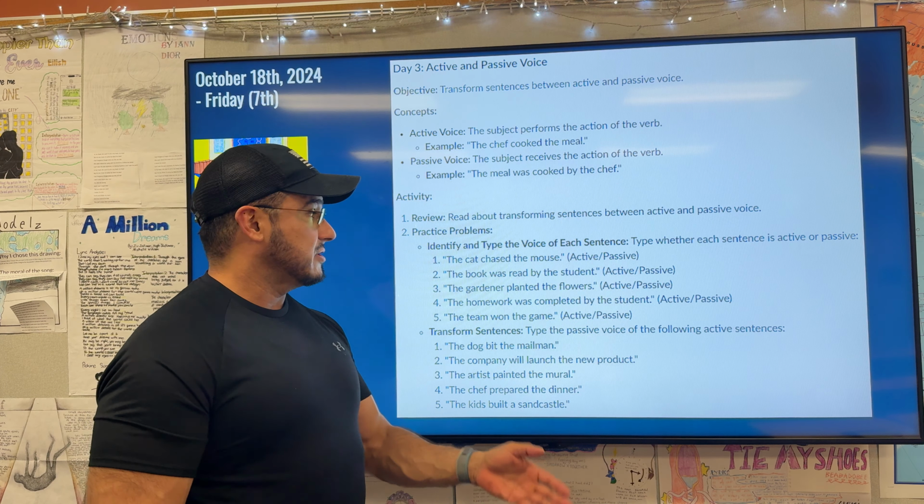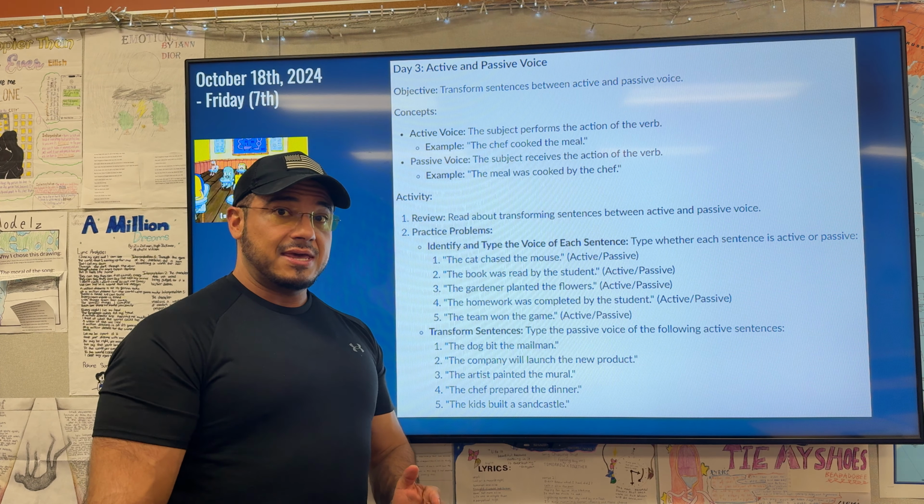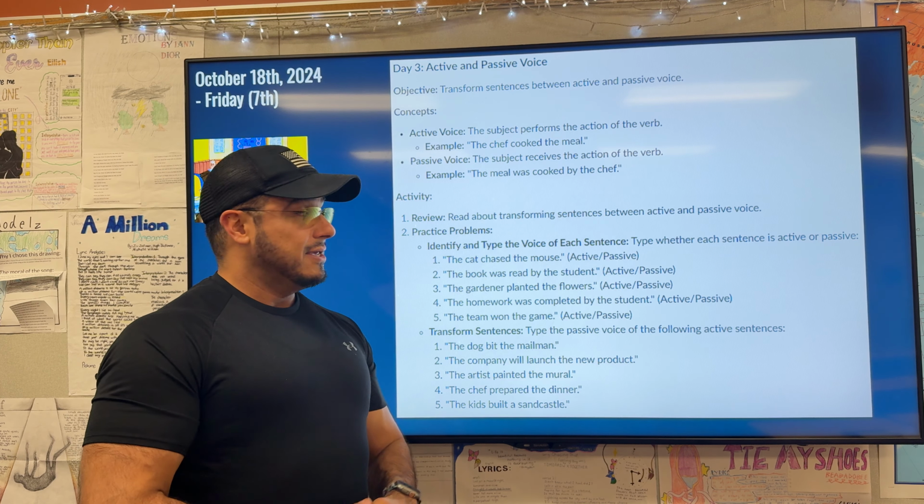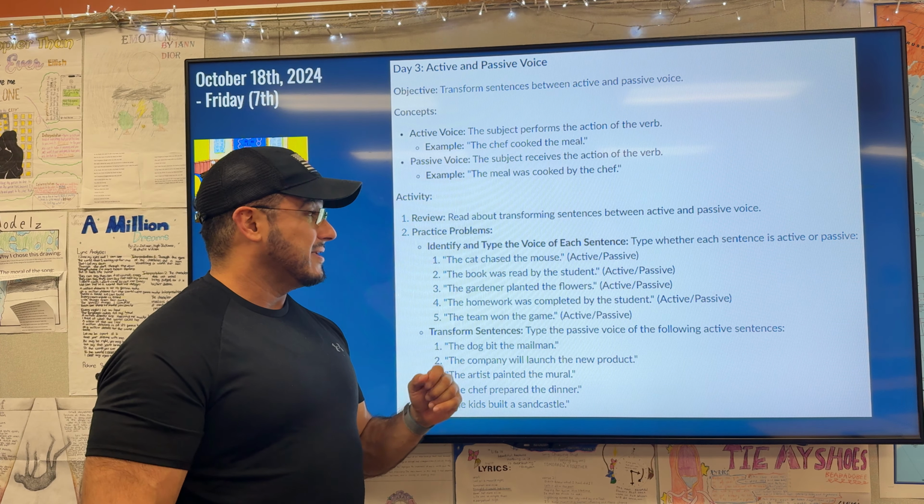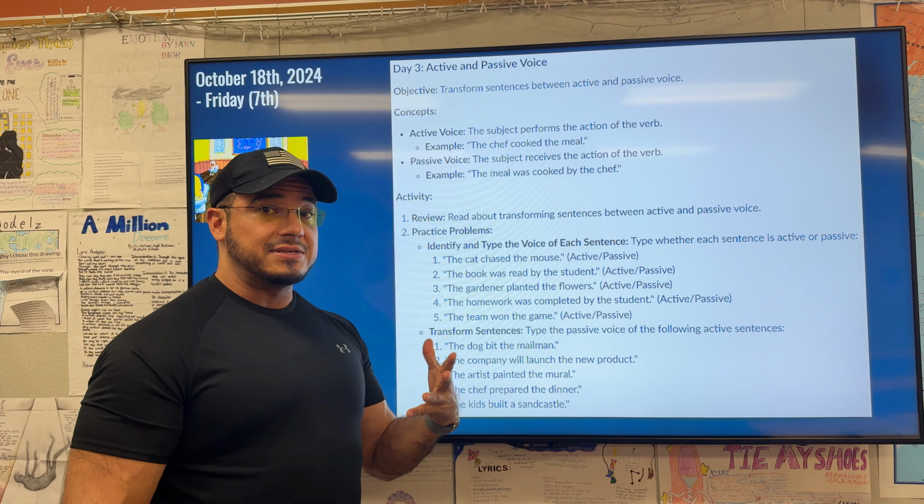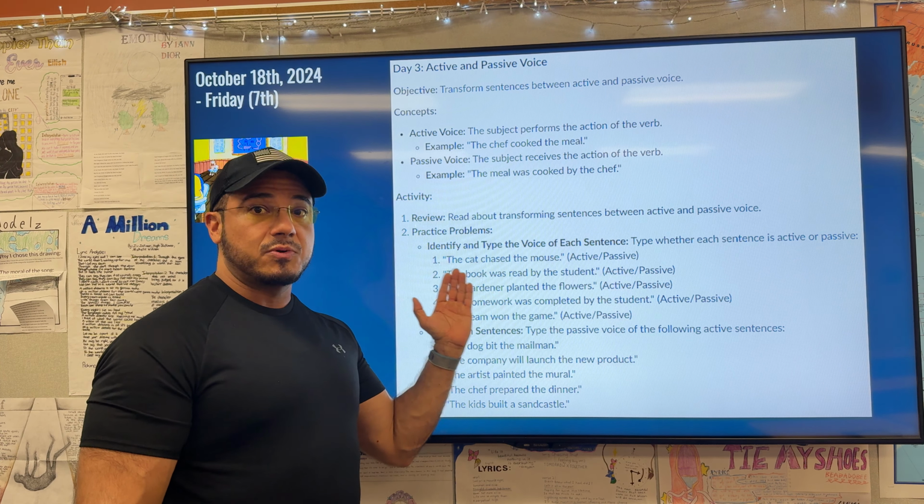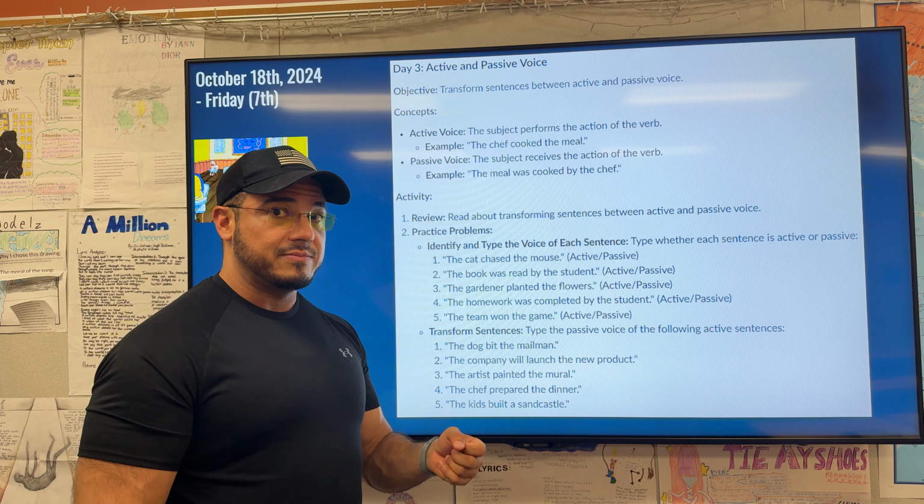Okay, looking at our subject, we have the cat. What did the cat do? It chased. What was the thing that was chased? What's the object? It would be the mouse. In this example, we can tell that the sentence is written in an active voice, as the subject is performing the action directly. It's chasing the mouse.